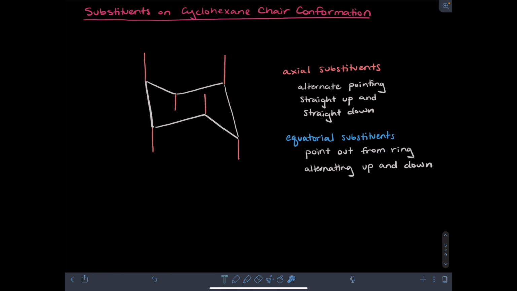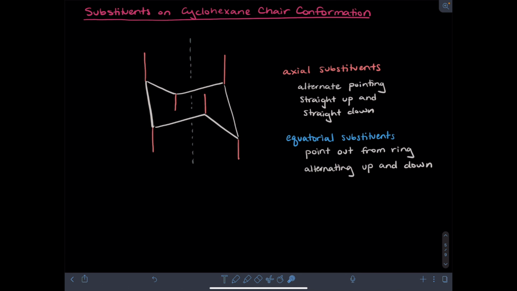Each carbon also has an equatorial substituent, and these are going to point out of the ring rather than up or down from it, and they're going to alternate pointing angled up or angled down. To place these, we're going to want to imagine the right and left sides of our cyclohexane chair conformation. On the right side, all of the equatorial substituents will point toward the right.